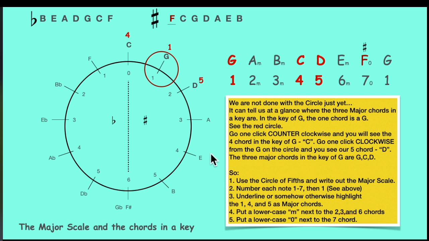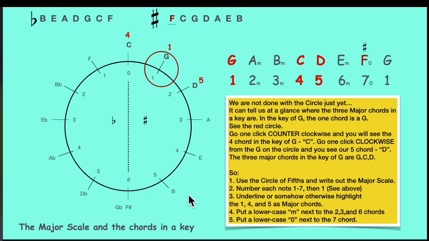Okay, what if we were doing the key of E? Here's E. E is 1, right? So counterclockwise 1 click takes us to A. That's your 4 chord. Clockwise 1 click goes to B. There's your 5 chord. E is the 1 chord, A is the 4 chord, B is the 5 chord in the key of E. Make sense?